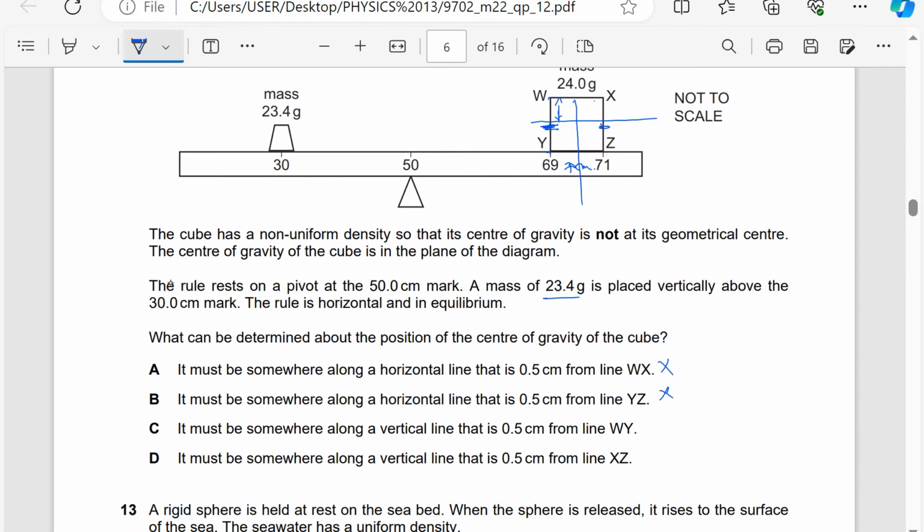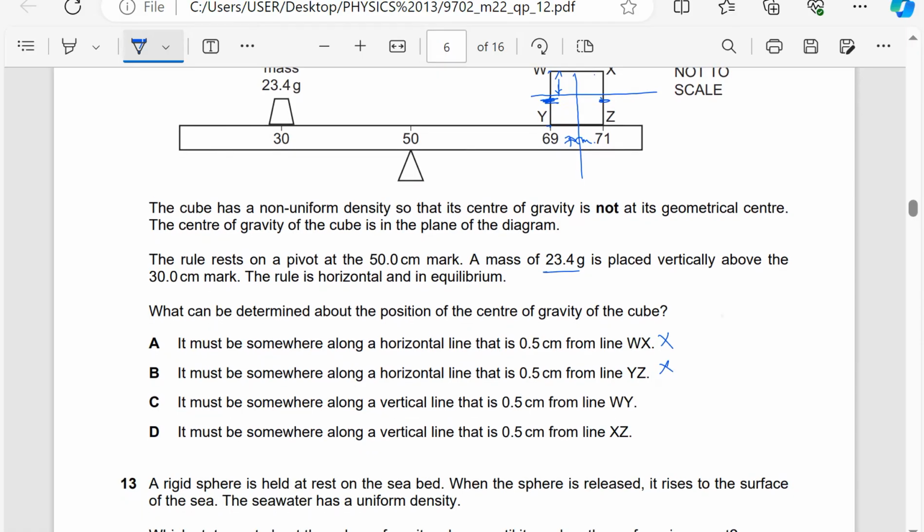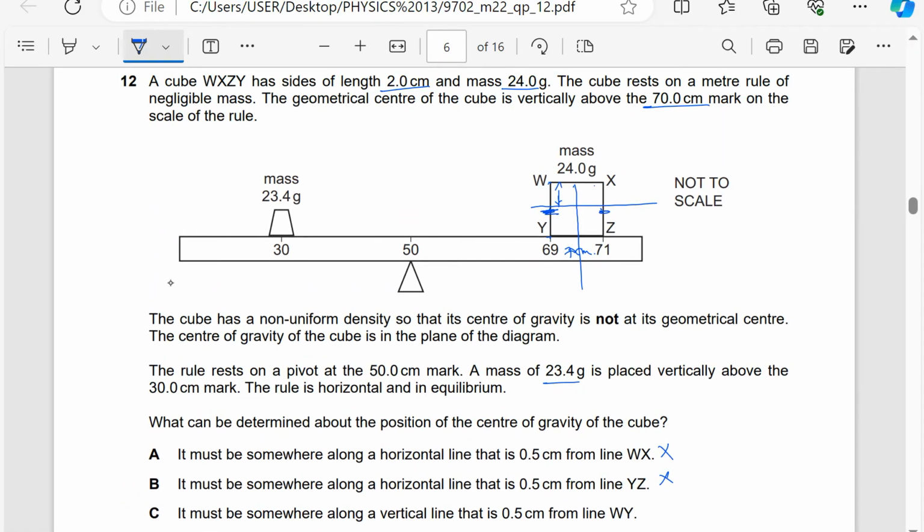It must be somewhere along a vertical line that is 0.5 centimeters from line WZ. So our measurement should either be from WZ going to the right hand side or from XZ going to the left hand side, because for equilibrium, the clockwise moments should equal the anti-clockwise moments.